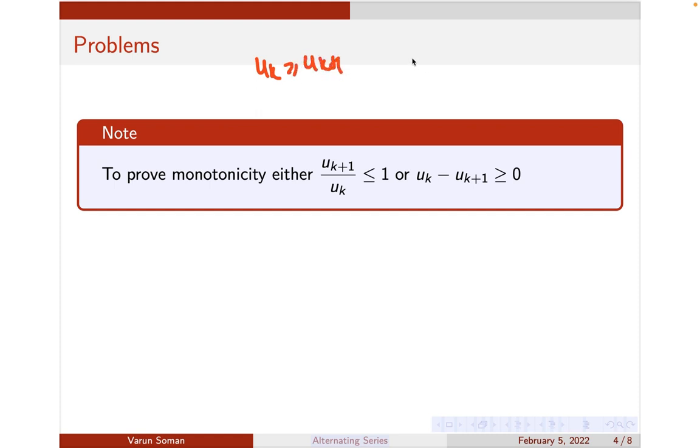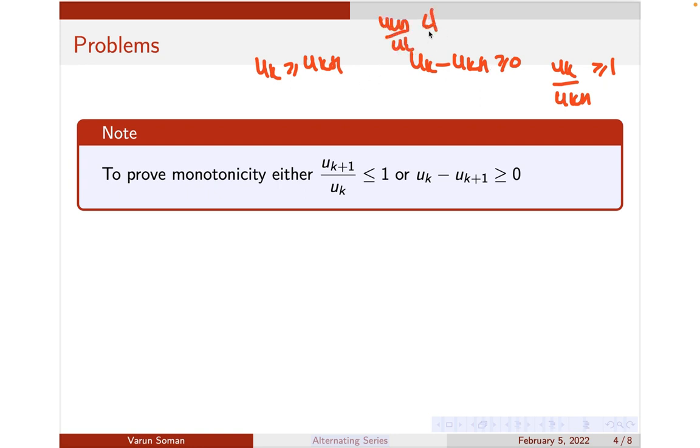So two ways are there. One is you can simply form the difference u_k minus u_(k+1) and show that this is greater than or equal to 0. Or if you take u_k by u_(k+1), it should be greater than or equal to 1. Or your u_(k+1) by u_k should be less than or equal to 1.